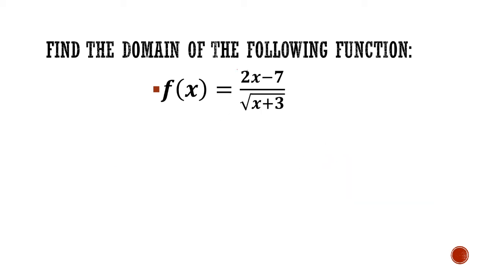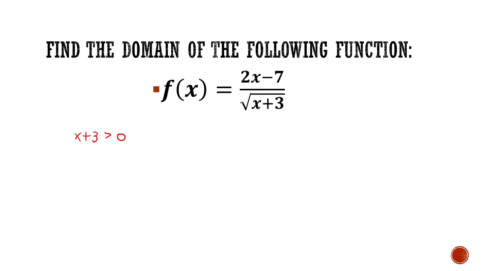Next, we have here a fraction, and in the denominator, we have a radical expression. Ooh, we have to avoid the imaginary. That's why we should set x plus 3 greater than or equal to 0. But then we are also avoiding the denominator being 0. That's why we should not include 0 here. So it should be greater than 0. Why? Because if it is equal to 0, then the expression or the function will be undefined. So we have to use this inequality.